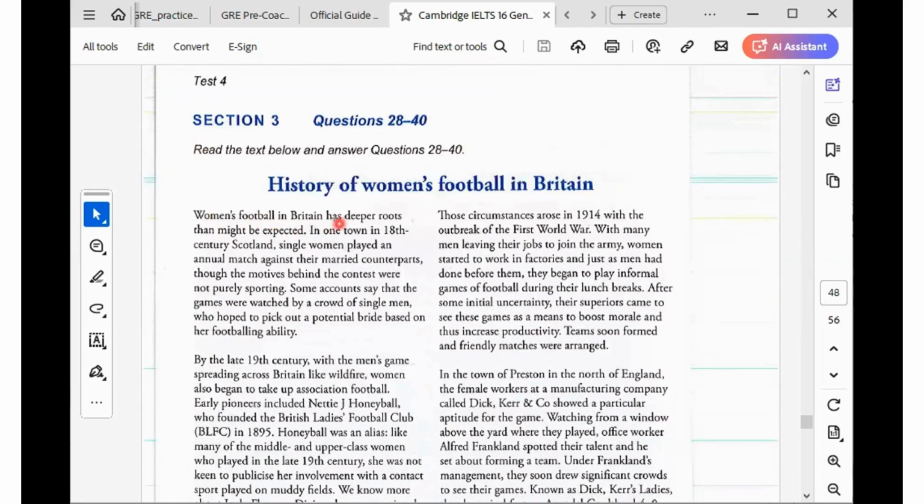Women's football in Britain has deeper roots than might be expected. In one town in 18th century Scotland, single women played an annual match against their married counterparts, though the motives behind the contest were not purely sporting. Some accounts say that the games were watched by a crowd of single men who hoped to pick out a potential bride based on her footballing ability. That's what some accounts say.